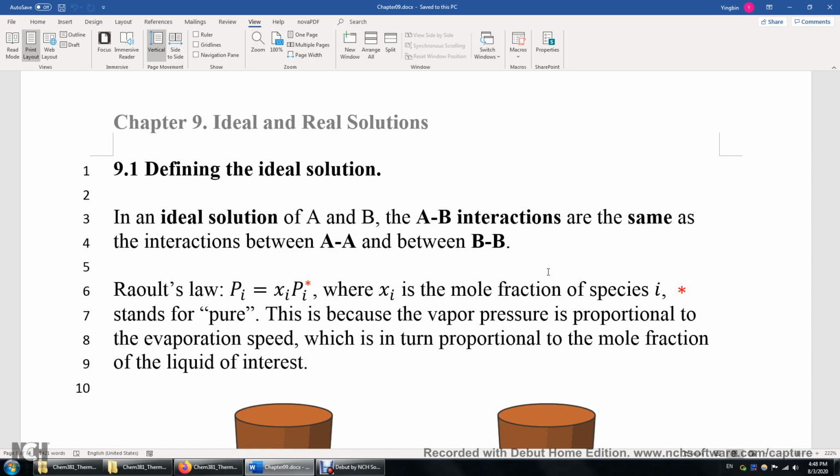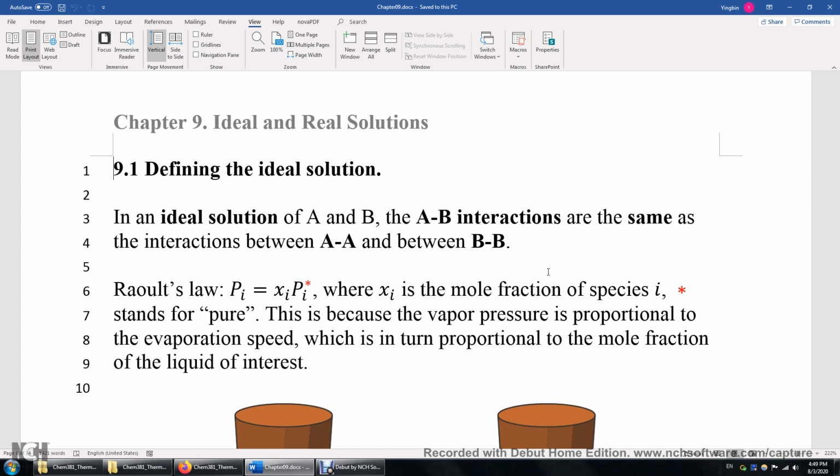In an ideal solution of A and B, the AB interaction is the same as the interaction between A and A. It's also the same as the interaction between B and B. This is to ensure, after we mix A and B, there's no change in the attraction or repulsion between a molecule and its surrounding molecules.